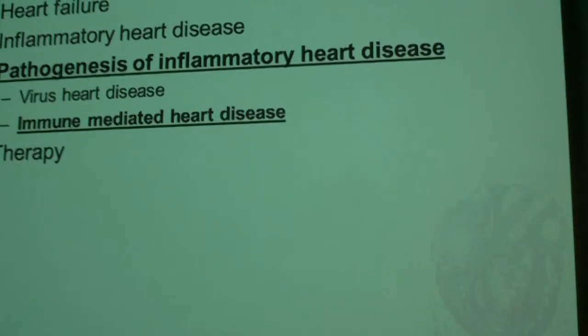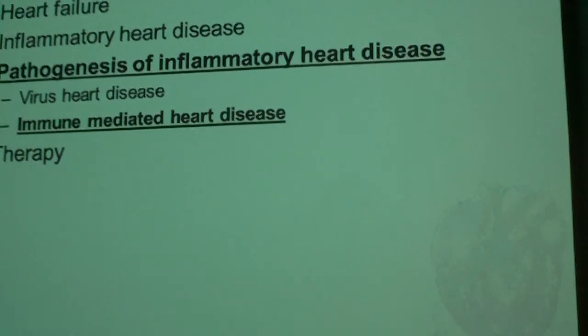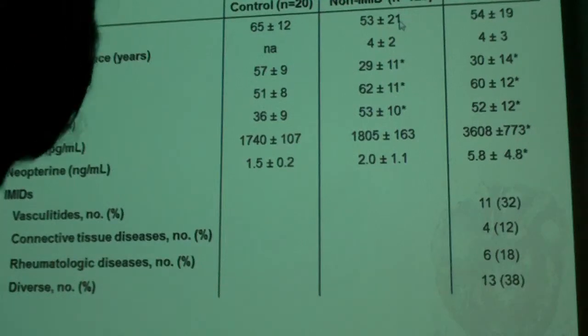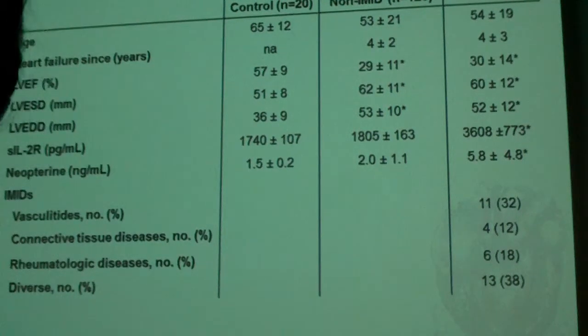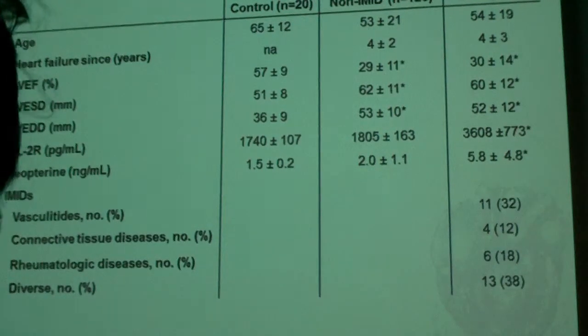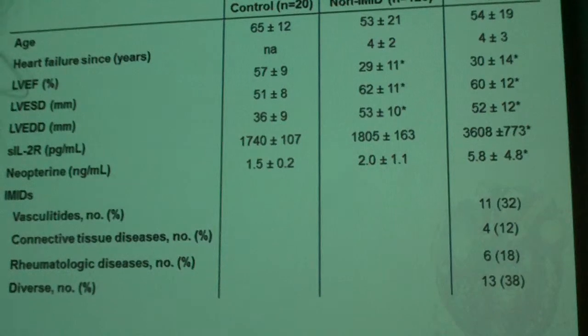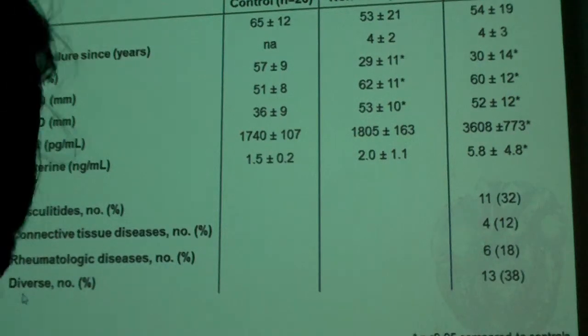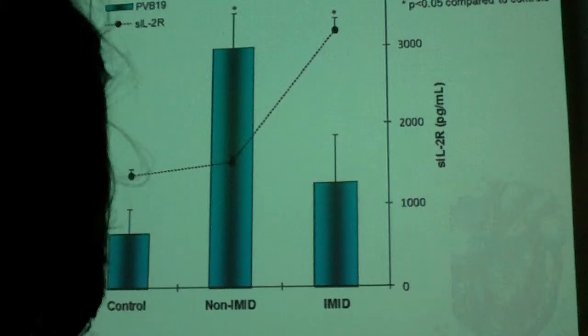I'll tell you a little bit about immune-mediated heart disease, but not a lot. We looked here at a group of control patients and patients with ischemic heart disease, dilated cardiomyopathies, and inflammatory heart disease. And we looked at patients with immune-mediated heart disease and patients without immune-mediated heart disease. And we looked at specific inflammatory heart diseases which were present: vasculitides, connective tissue diseases, rheumatologic disorders, and diverse heart diseases such as sarcoidosis. All patients had bad hearts.